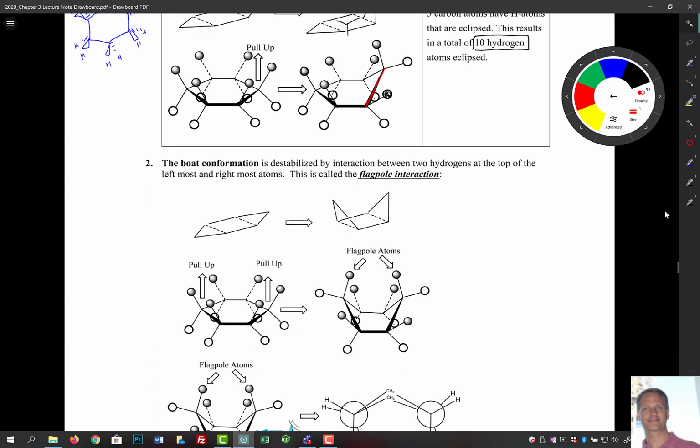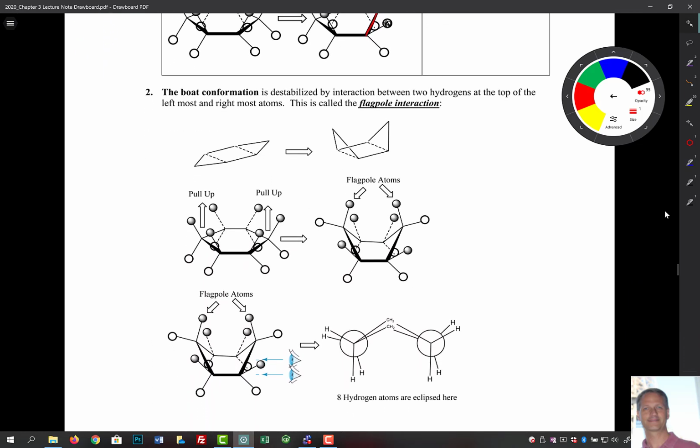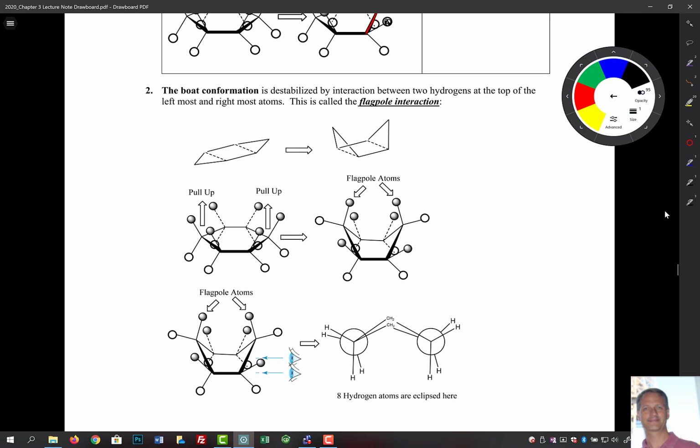Now the next conformation is called the boat conformation. The boat conformation is going to take this same flat structure, except we're going to pull up that side like we did with the half chair, and we're going to pull up this side right here. In essence, what we're making looks kind of like a boat, like a little origami boat. When that happens, you pull up this end and this end, and those H's move as we pull them up. The interaction between these H's that are pointing in towards each other is called a flagpole interaction. They're flagpole atoms.